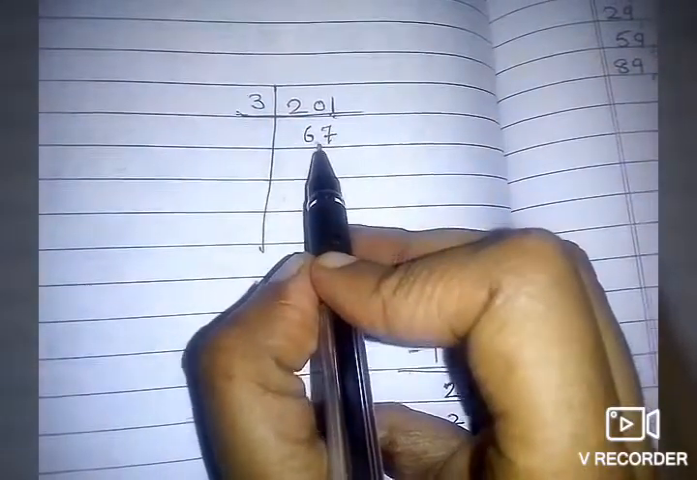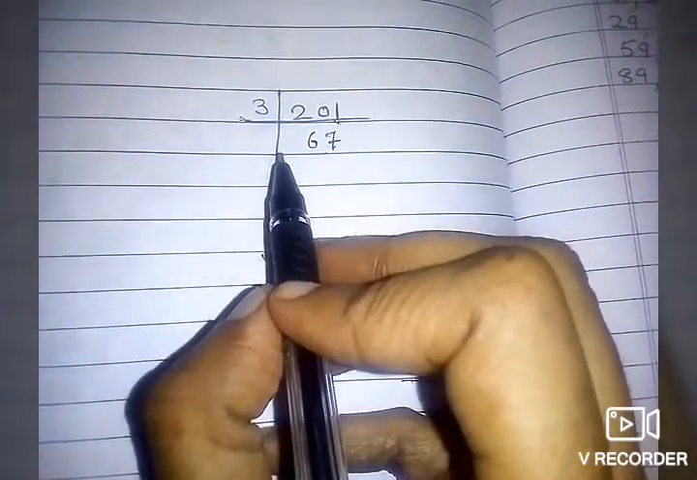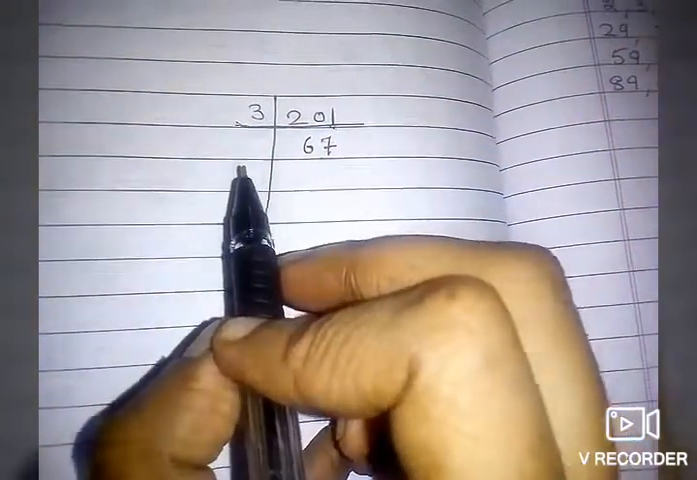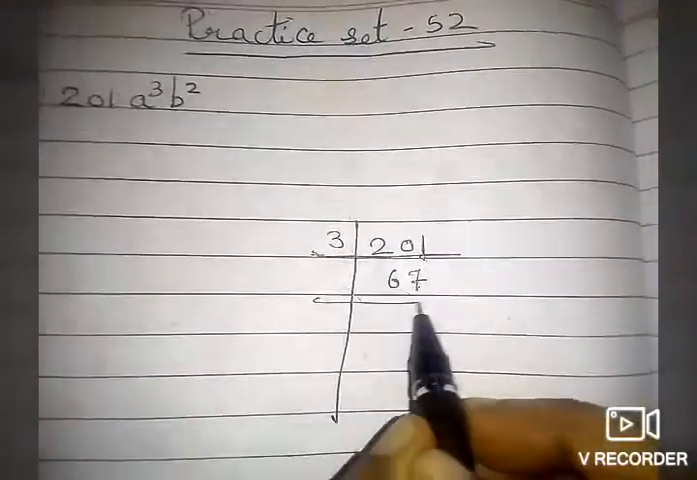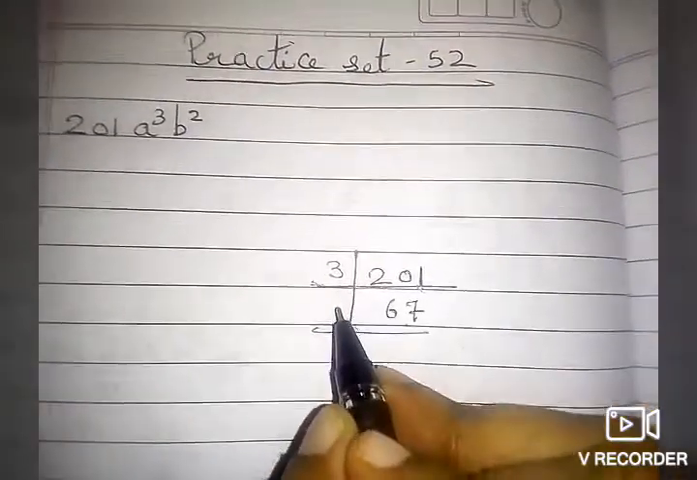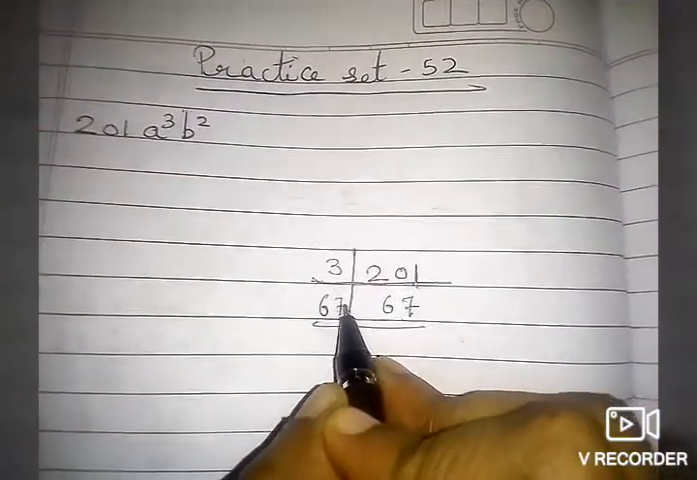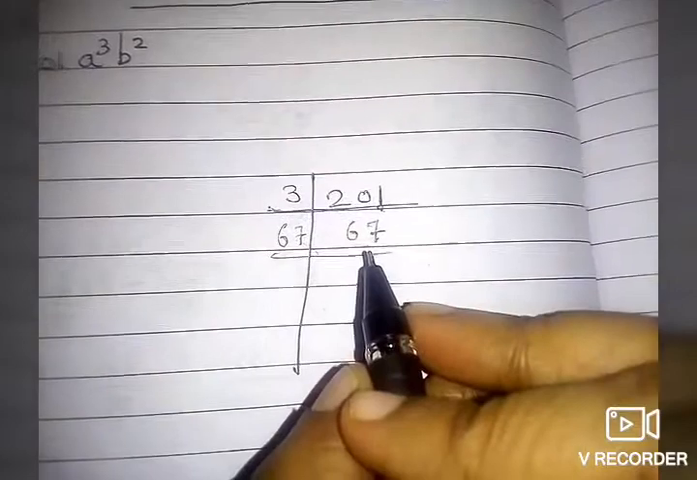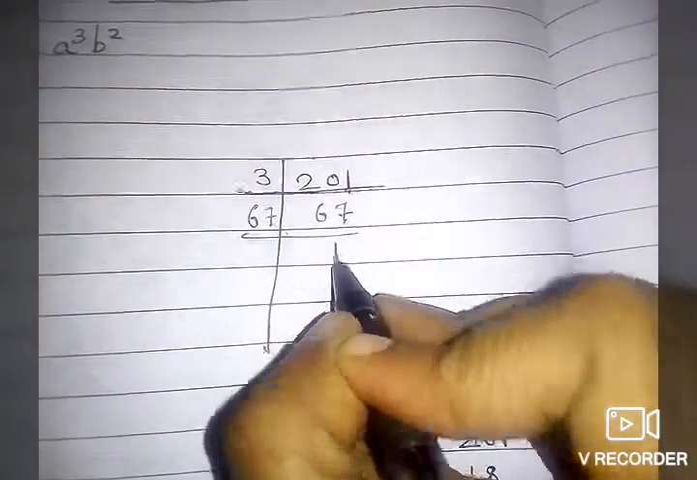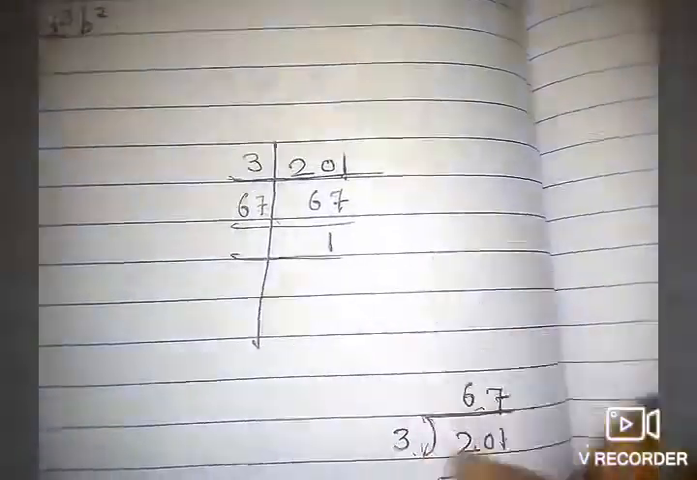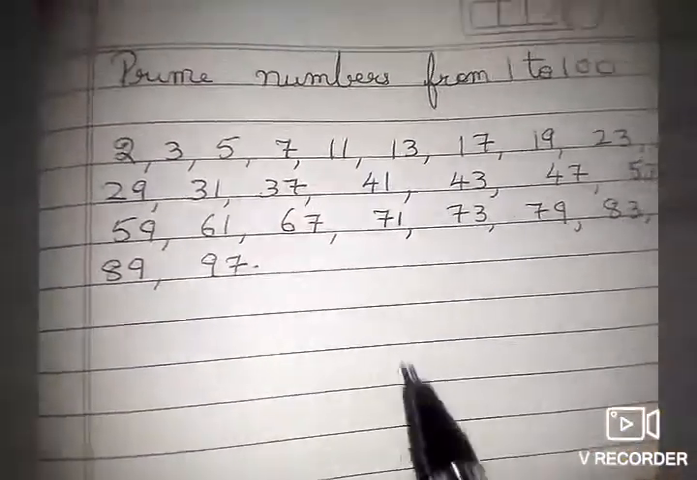Now number 67. 67 is a prime number. It is not divisible by any number except 1. So if 67 is a prime number, you have to write 67 as it is here, because it is not divisible by any number except 1. Prime number means 67. 1 67s are 67. Okay. Look at the prime numbers here.